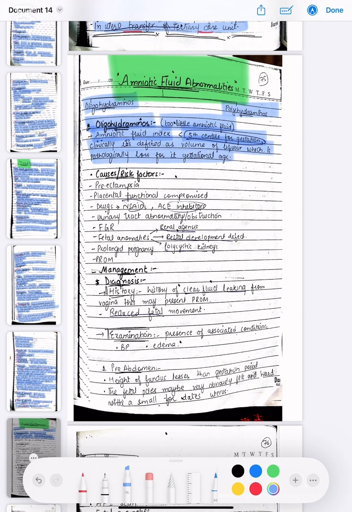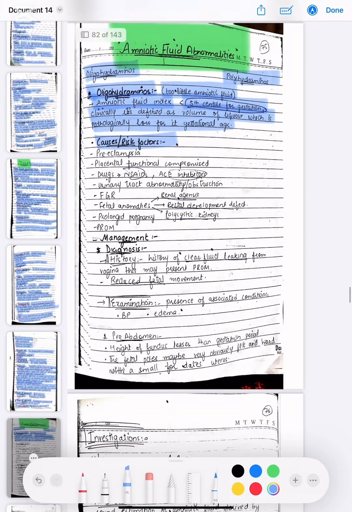Now the causes or risk factors of oligohydramnios are preeclampsia, placental functional compromise, drugs that is NSAIDs and angiotensin converting enzyme inhibitors, and urinary tract abnormalities or obstruction, and fetal growth restrictions, and fetal anomalies which are renal agenesis and renal development defect and polycystic kidneys, then prolonged pregnancy and premature rupture of membrane.